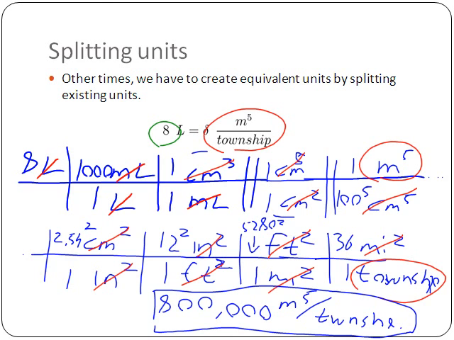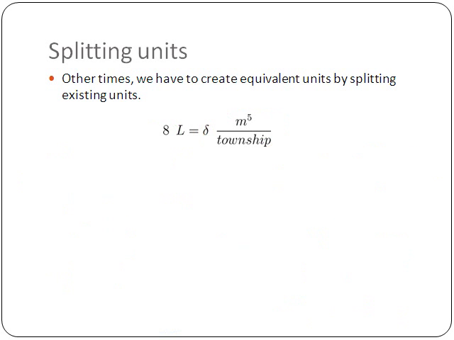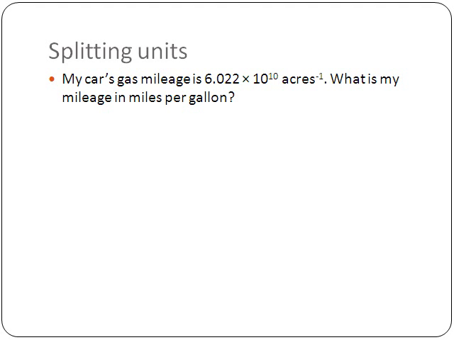Let's take a look at one that actually probably doesn't really make a whole lot of sense, but it's sort of interesting to think about. Gas mileage. Normally you measure a car's gas mileage in miles per gallon, but I'm going to say my car's gas mileage is 6.022 times 10 to the 10th inverse acres. You sort of wonder, how exactly would you measure gas mileage of a car in inverse acres?